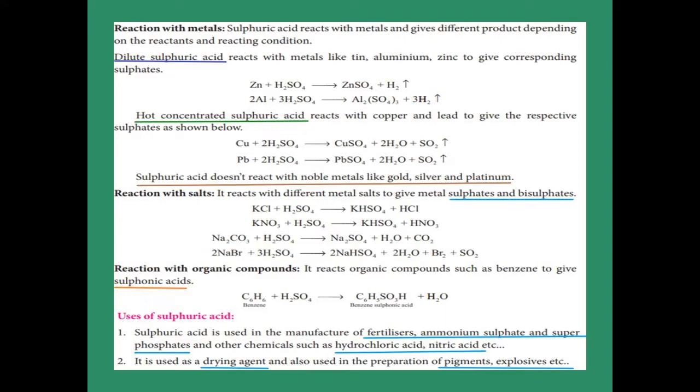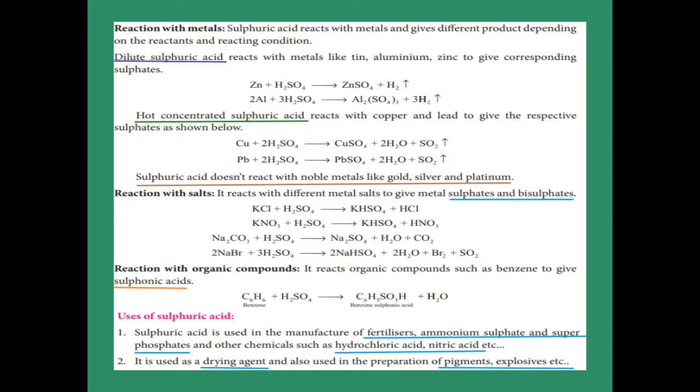Reaction with the metal. Sulfuric acid reacted with the metal, different types of sulfuric acid, that is dilute sulfuric acid reacted with the metal, it gives removal of hydrogen and then it gives salt. For example, zinc. Zinc reacted with the sulfuric acid gives zinc sulfate salt along with hydrogen gas. The next one, aluminium. Aluminium also reacted with the sulfuric acid gives aluminium sulfate and evolves hydrogen gas.